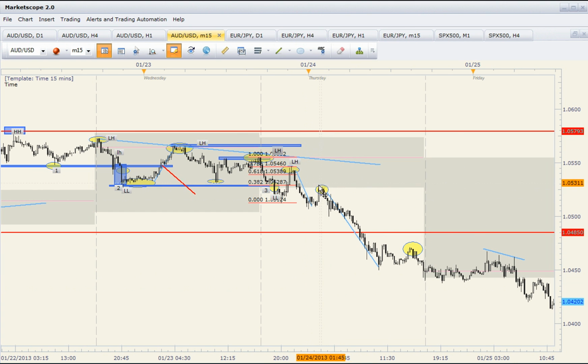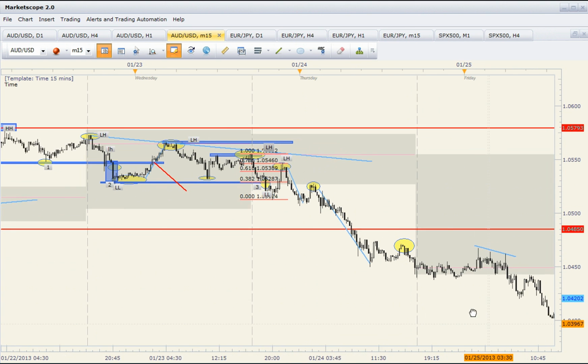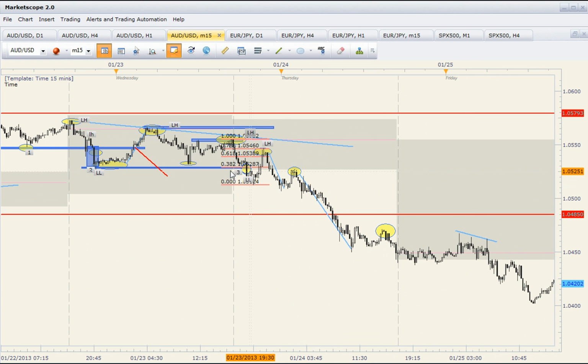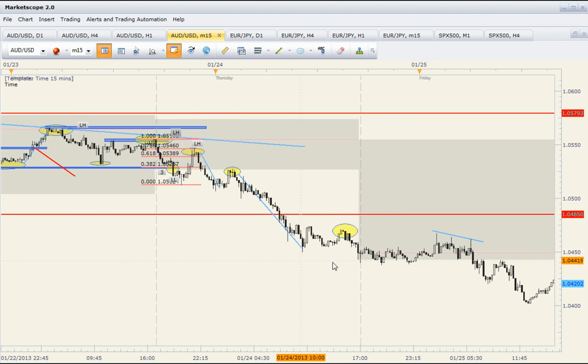And this one is valid too. The other ones down here are a little bit tougher. This is valid too because you've got this new structure here, gets broken, come down, and retest it. And retest it.